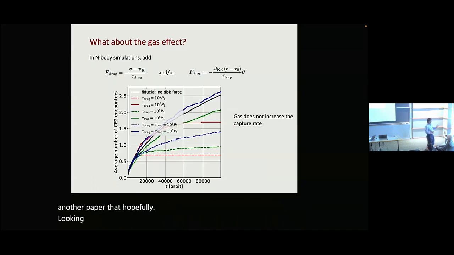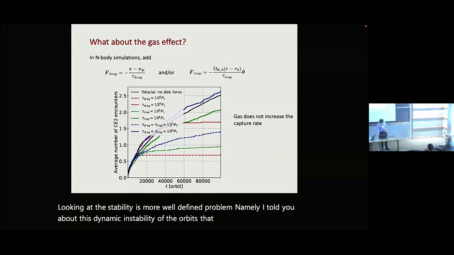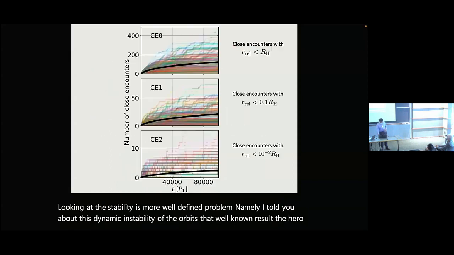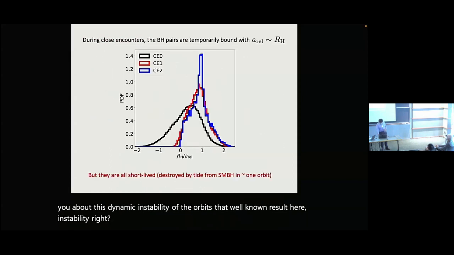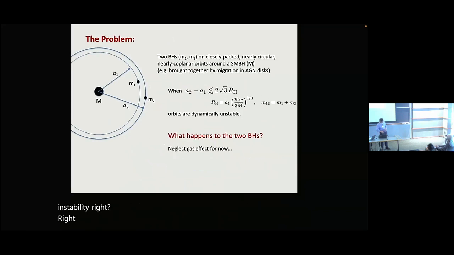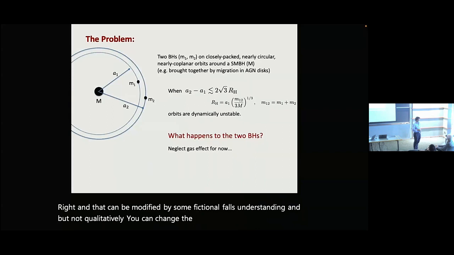stability. This is a more well-defined problem. Namely, I told you about this dynamical instability of the orbits, that well-known result, the Hill instability, right? And that can be modified by some frictional force, right? You can understand it, but not qualitatively. You can change the number by 50% or so, that kind of thing, but not in a qualitative way.